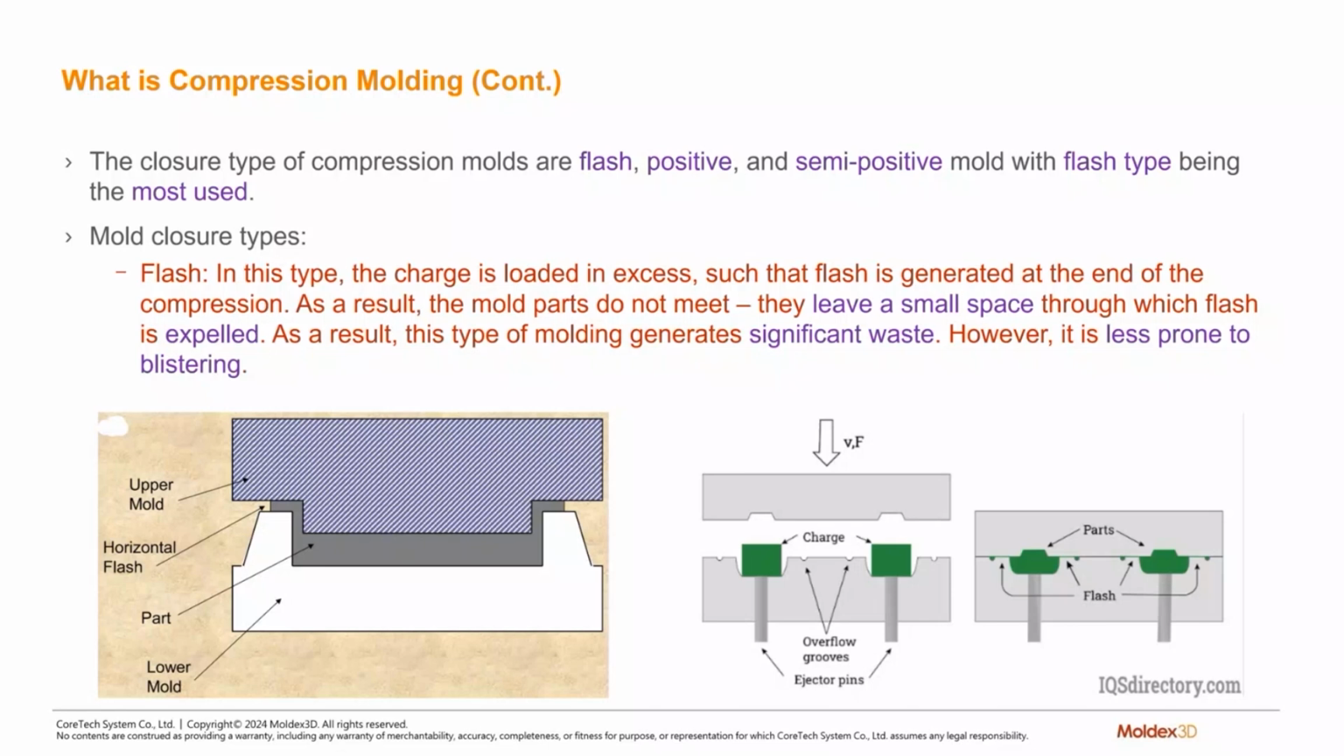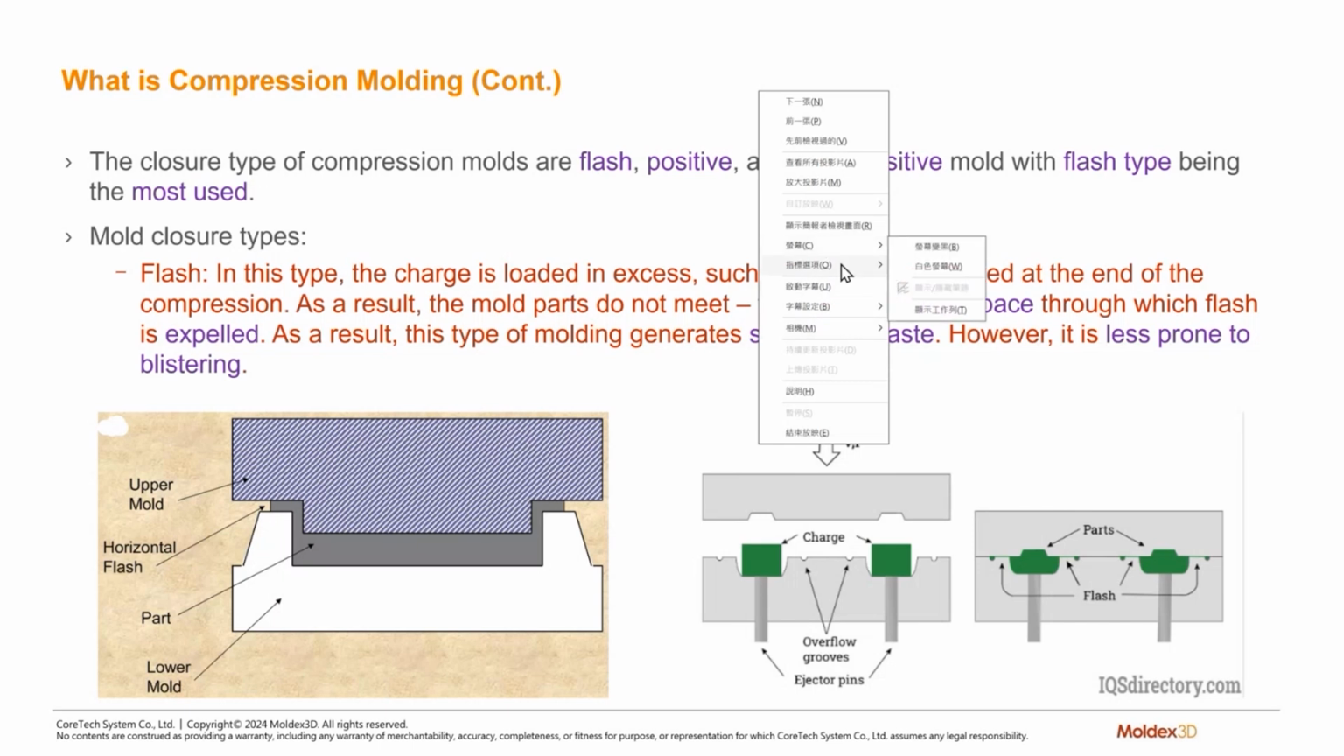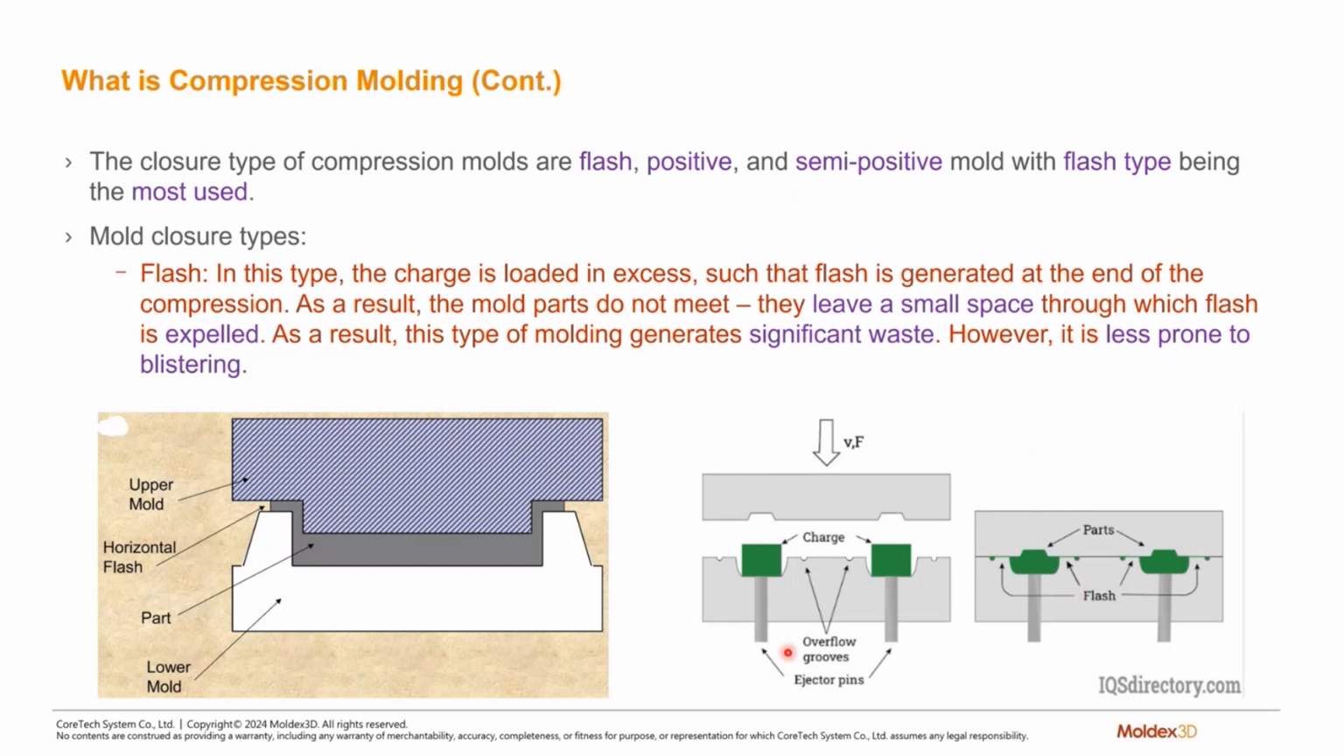Here we will mention 3 mold types of compression molding. The first one is the flash mold type. We can see the pictures on the right side. After we finish the compression molding, you will see the flash near your part. This is because when you use this type of mold, you will have a small space, so this is the reason why you have flash. Its benefit is that it is less prone to ballooning.